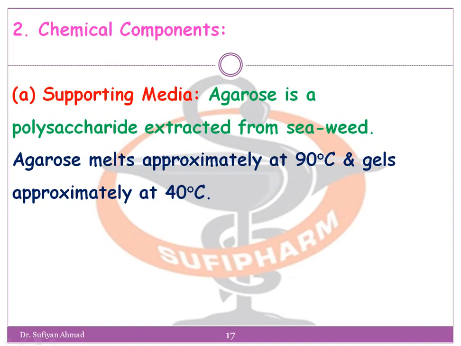In that, different supporting media are used. Agarose is a polysaccharide extracted from seaweed. It is a linear polymer composed of alternating isomers of the sugar D and L galactose. The agarose melts at approximately 90 degrees and gels at approximately 40 degrees. This gelation results in a mesh of channels with diameters varying from 50 to 200 nanometers. The diameter of these channels determines the final porosity of the gel and acts as a sieve.